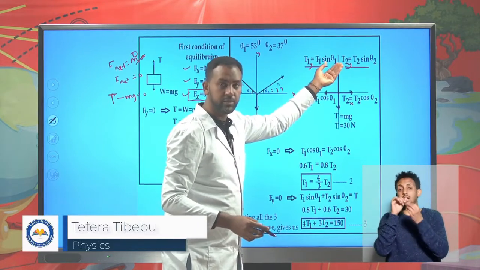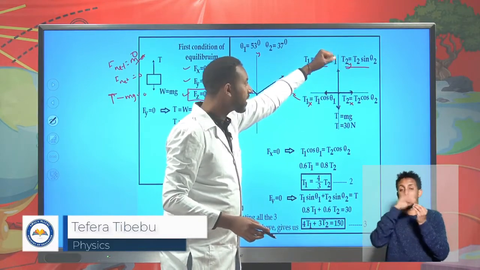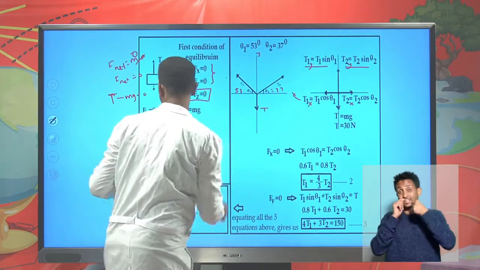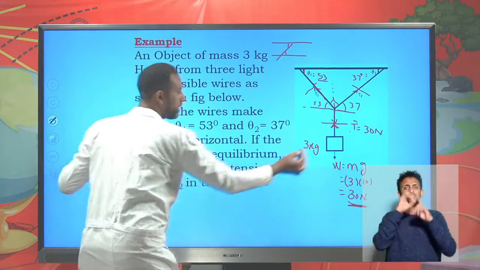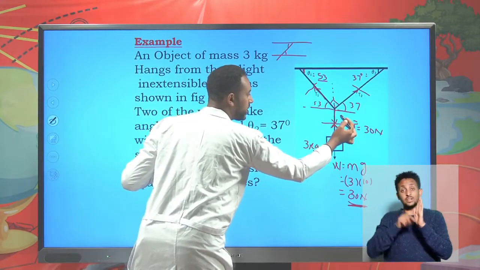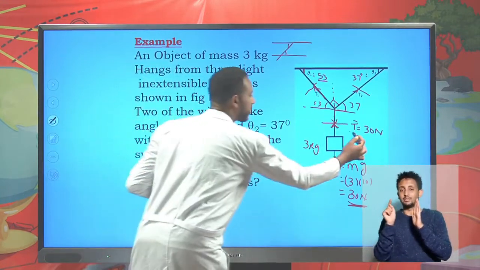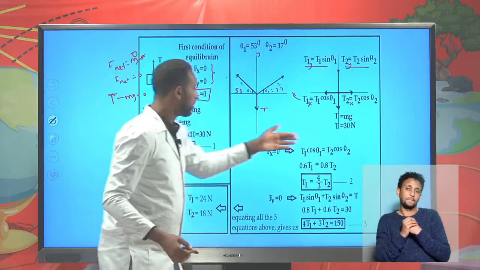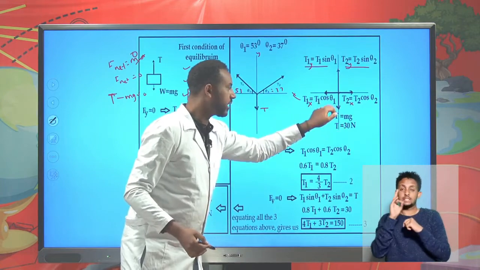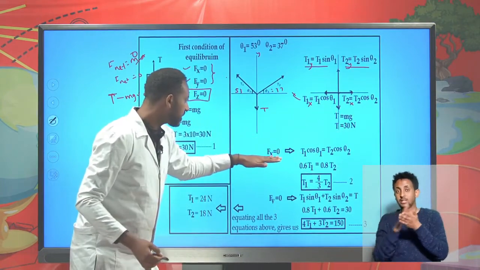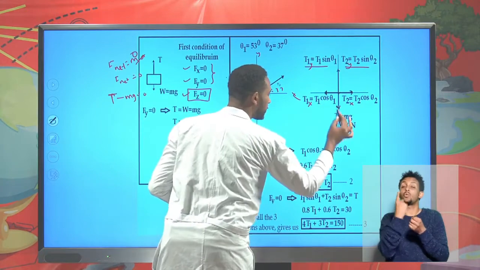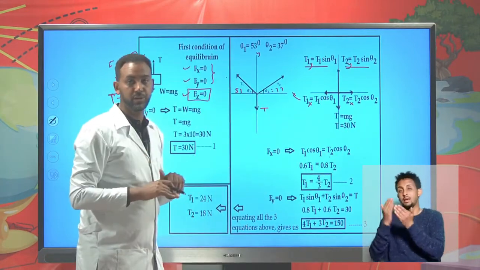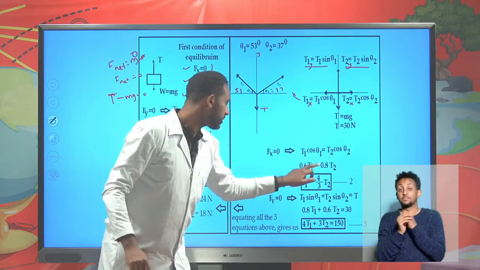These are acting along the same axis, so we can add these two. And the other force, which is acting downward, is the tension T. Previously on the diagram, we have a downward force exerted on this string. It's called tension T. We have already found it to be 30 Newton, and it's acting downward. The net force along the x-axis is T1 cos theta 1 and T2 cos theta 2. This should be balanced for it to be in equilibrium. You can put it like this.